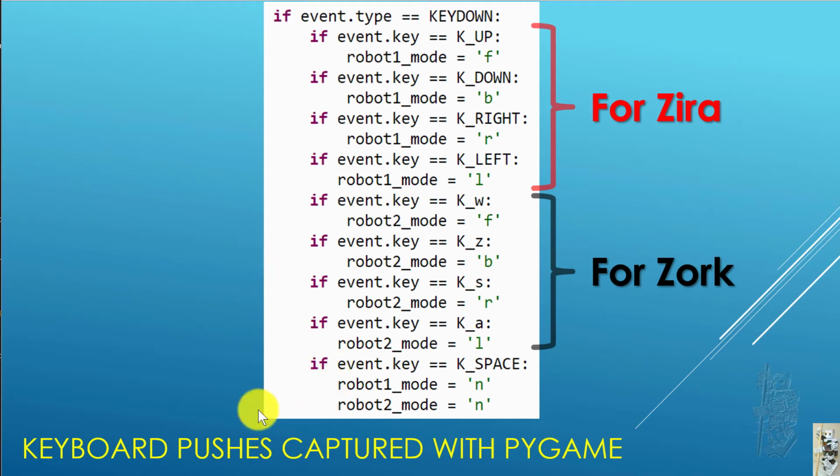So you use Pygame to capture keyboard pushes. You can see the up, down, right, left arrow keys I use to set robot 1 mode to forward, backward, right, left, whatever you need to. And then you can see the keys WZSA I use to set the parameter robot 2 mode, forward, backward, right, left. The space bar is used for both, to put all of them into end mode, which is essentially to stop them.